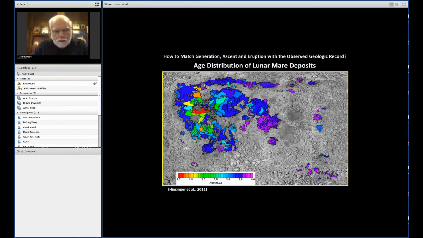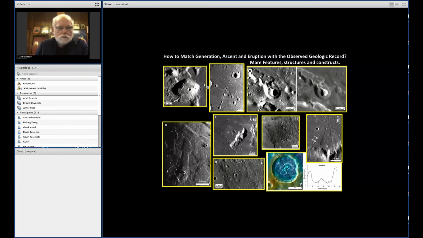Okay, so we're excited about the Chang'e 5 mission, which in fact will be returning samples from one of these very young units in the not too distant future, within a year or so. So the question is, how do we match the generation, ascent, and eruption theoretically and emplacement-wise, process-wise, with the observed geological record? So we've got all these things. How do we get it from the mantle to the surface? And then how do we match these with the features that we see?